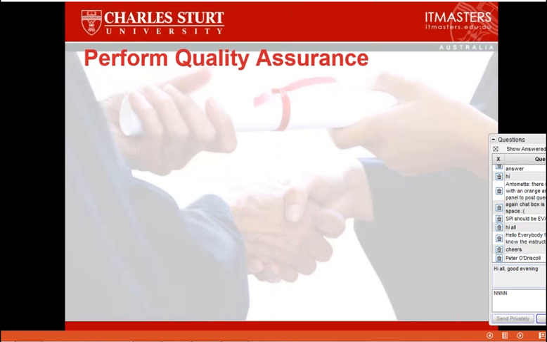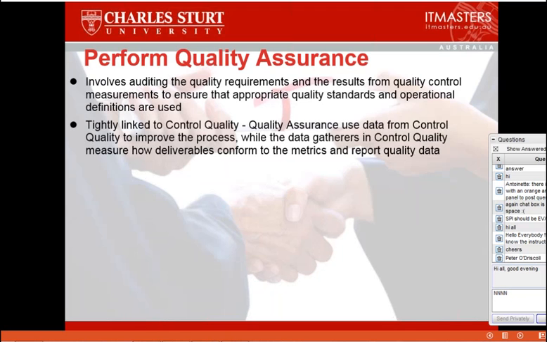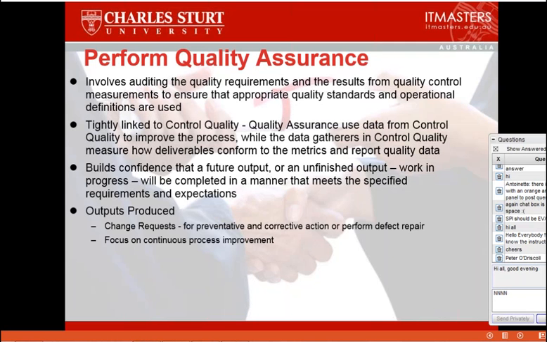Moving on to the next process, which is perform quality assurance. We've talked about what the definition is and how it's tightly linked to quality control, because control quality gives us the readings to tell us whether we need to do anything to rectify what we're doing or whether we feel that we're doing things in the right direction. It builds confidence that a future output or an unfinished output will be completed in an appropriate manner. The outputs from this process are change requests, arising from any corrective action that we need to take, and a focus on continuous process improvement.